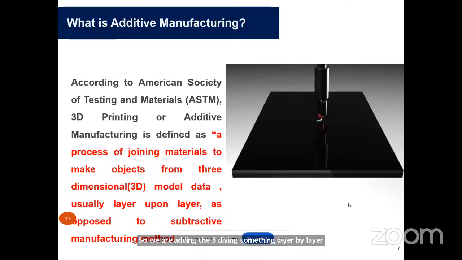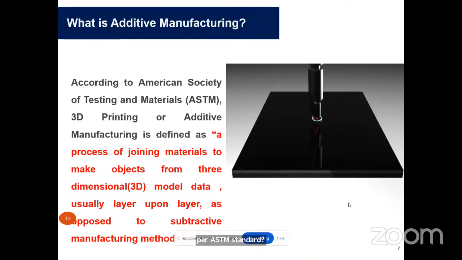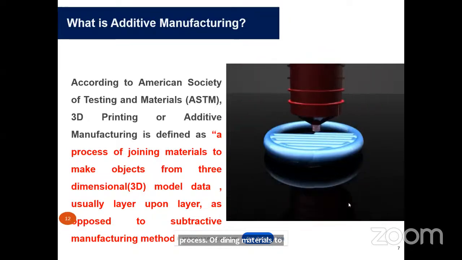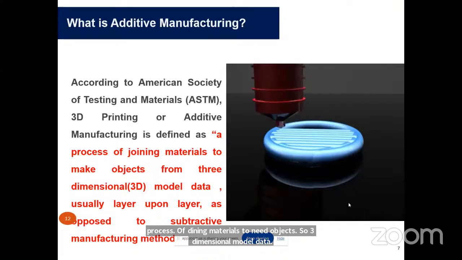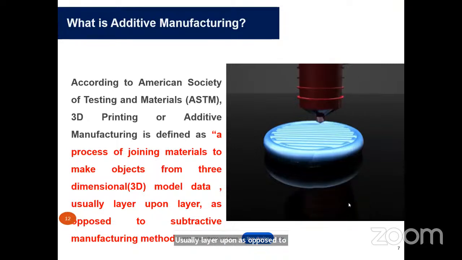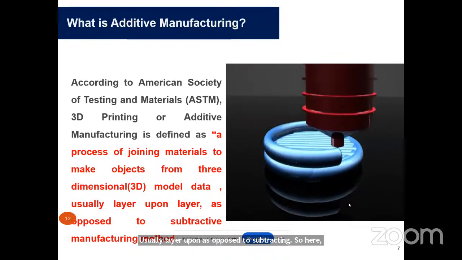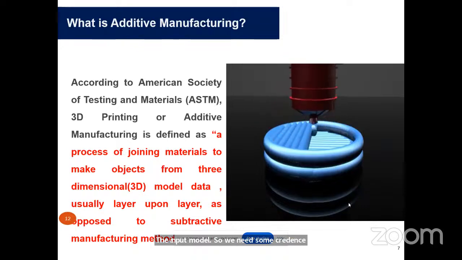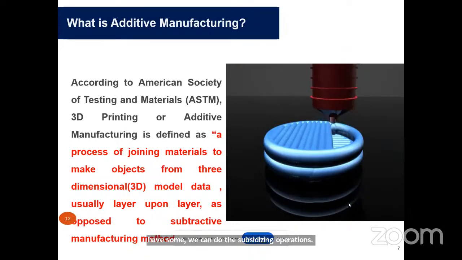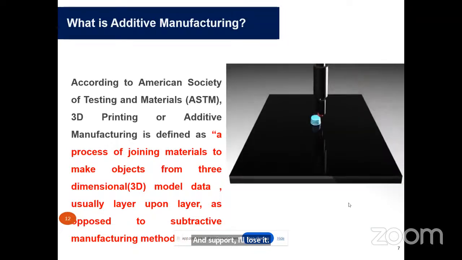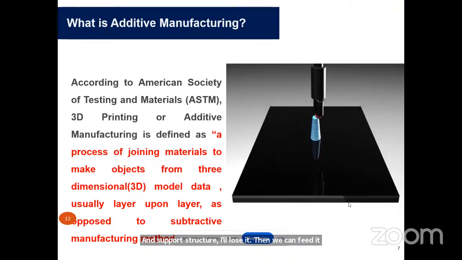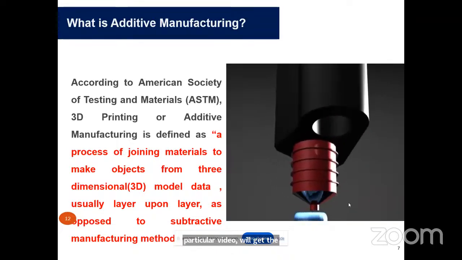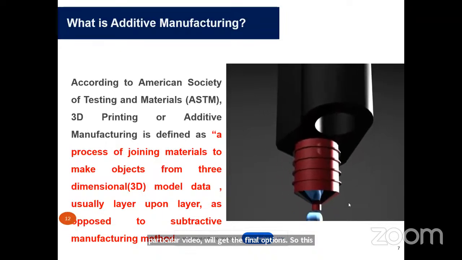So what is the definition? As per ASTM standard, 3D printing or additive manufacturing is a process of joining materials to make objects from three-dimensional model data, usually layer upon layer, as opposed to subtractive manufacturing methods. Here, a very important thing is we will provide the input model. So we need some three-dimensional model. Then we have some software with which we can do slicing operations and support structure generation. Then we can feed it to the machine in G-code form. Then the printing will happen as seen in this video, layer by layer, and you will get the final object. So this is nothing but the definition of the 3D printing or additive manufacturing process.